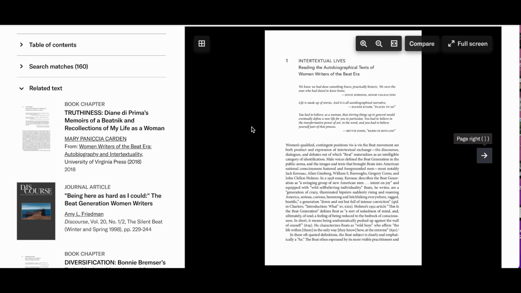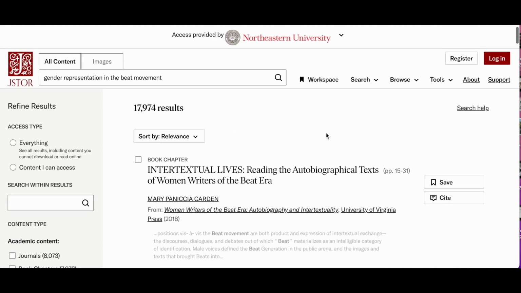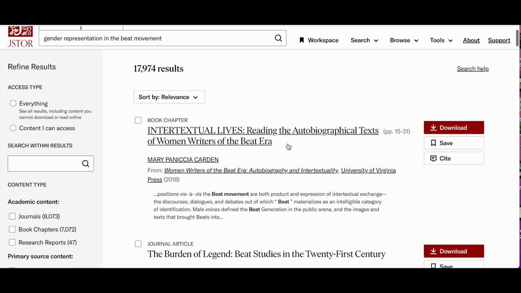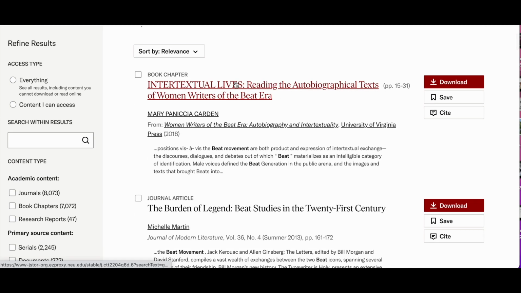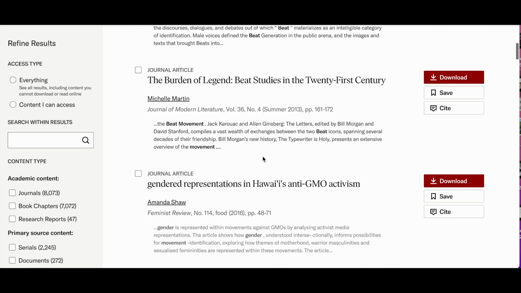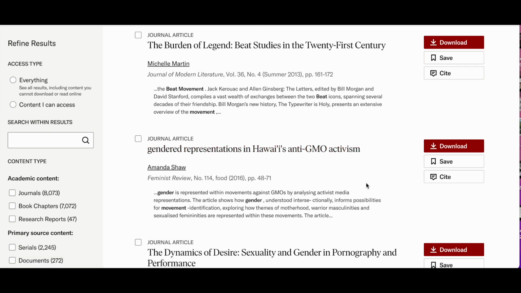So if I wanted to learn more about that aspect of the Beat movement, this is the kind of text that I would be looking for. So this database searching thing is kind of a skill. I'm okay at it. That's why I can just pop in some terms up there and I'll get something relevant for at least my first couple of results here.